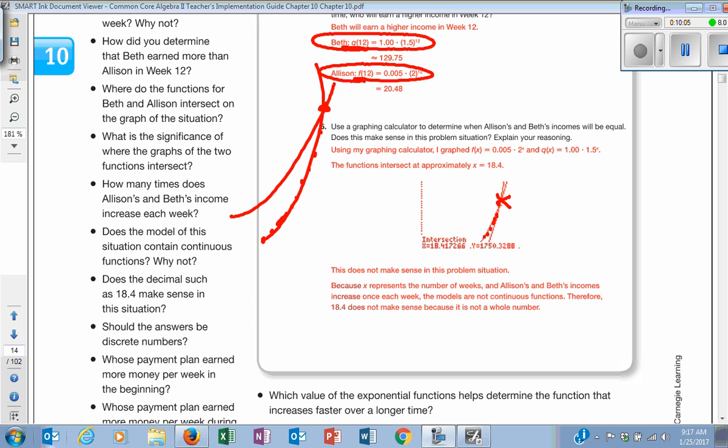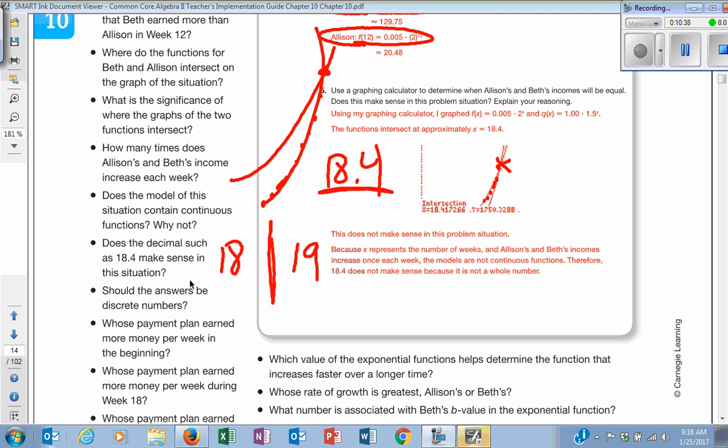And then they're saying that this doesn't make sense to the problem situation because Beth and Allison get paid weekly. They don't get paid at 18.4 weeks. That doesn't make sense. They get paid either at the 18th week or the 19th week. They don't get paid in between. So there's never a week that they're going to make the same amount of money, is what this is saying, because the number would have to be somewhere like the half week or something like that, but they don't get paid like that. They get paid either the 18th week or the 19th week, which none of those two match up.